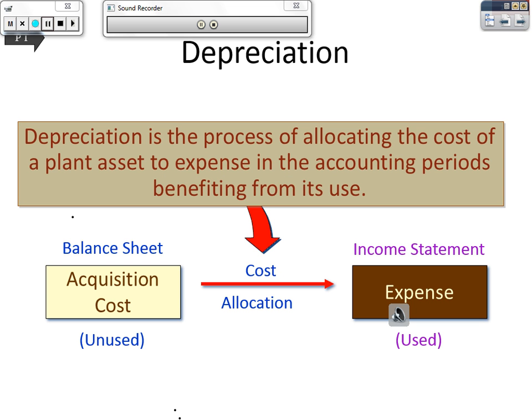Loss of life. The value of usefulness. How much it has been used. I don't want you to say loss of value because that's not what depreciation is. Depreciation is not necessarily loss of value.